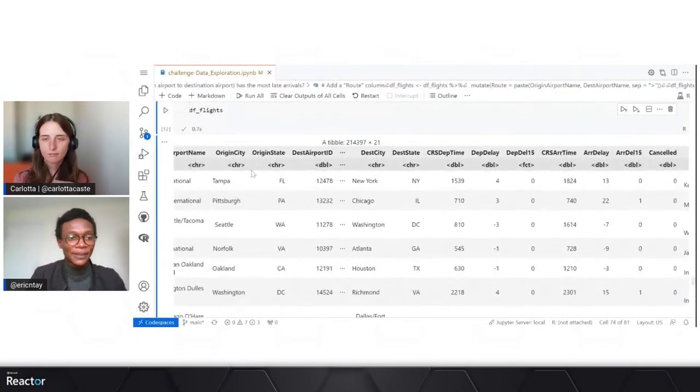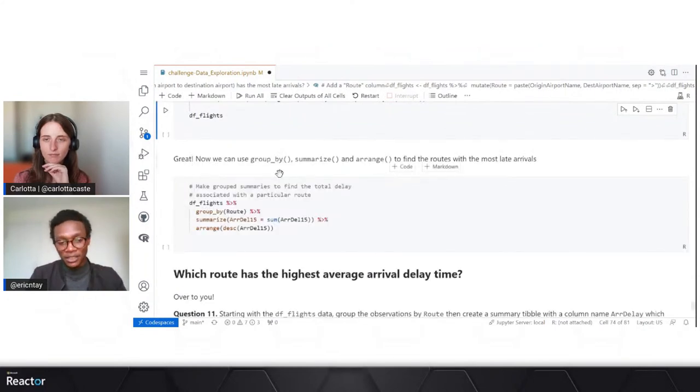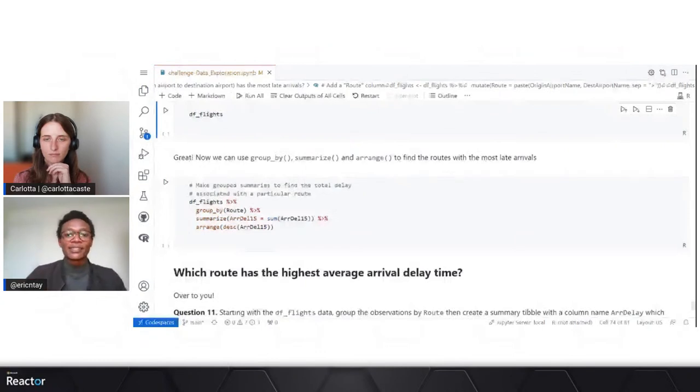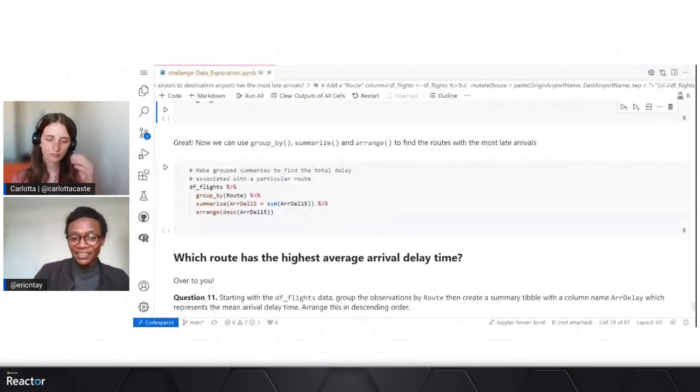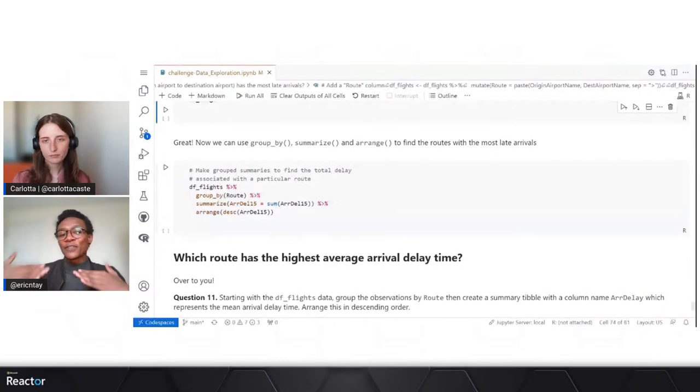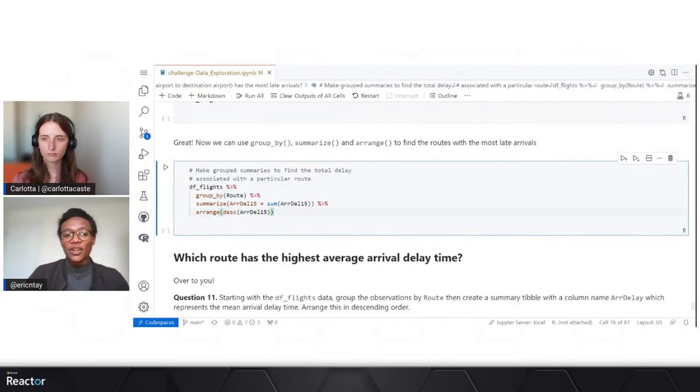Once you have the column, we can again use group by, summarize and arrange to find the route with the most late arrivals. How do we do this? These are typical data transformations which you are probably already familiar with. We take the flights data and then we group by the route. For each route, we want to calculate the sum of the instances that a flight arrival was delayed by more than 15 minutes, by finding the sum of arrival delay. And then you want to arrange in descending order of that sum.